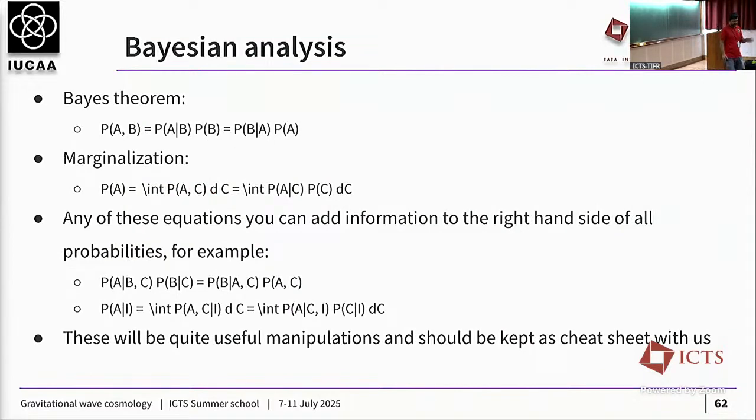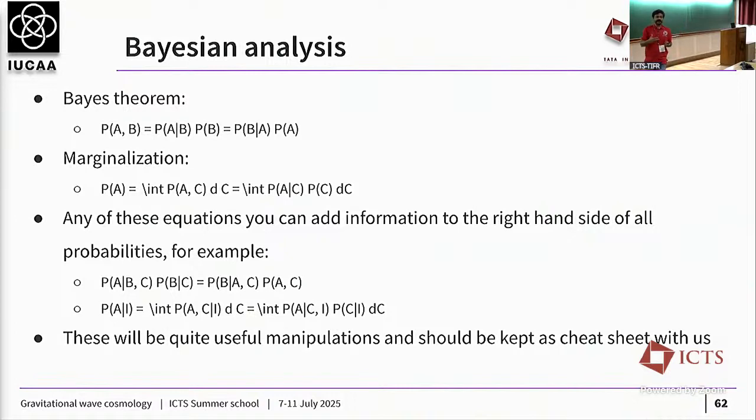Today and in the next few days, we will be dealing with how to analyze the data, right? You will see some gravitational wave data, and you would want to get constraints on cosmological parameters out of it. So ideally, what you want to do is to ask for the probability distribution of the parameters of your interest given the data that you have. Okay?